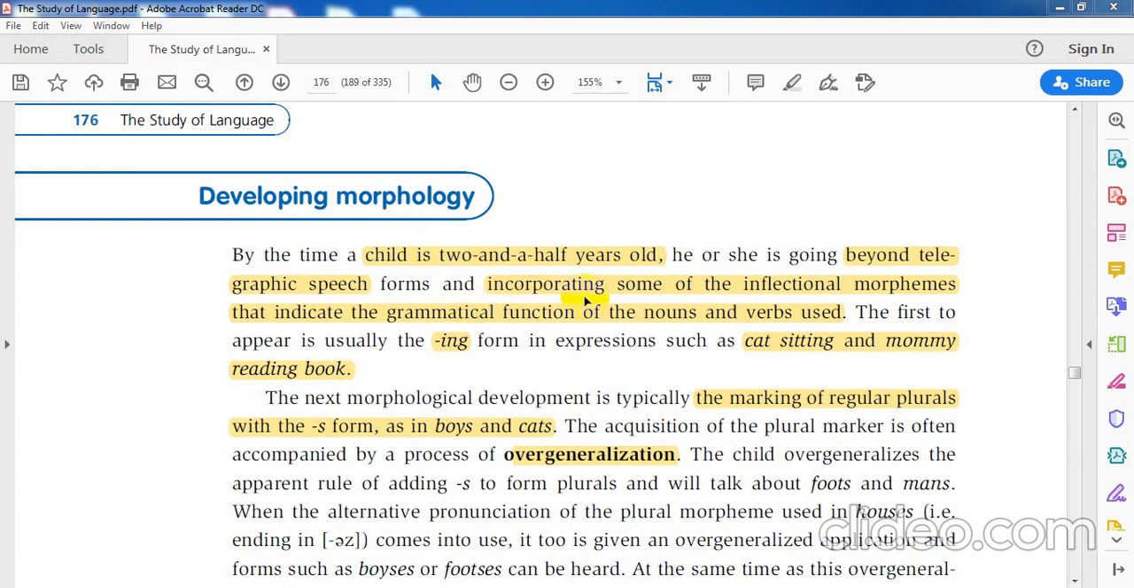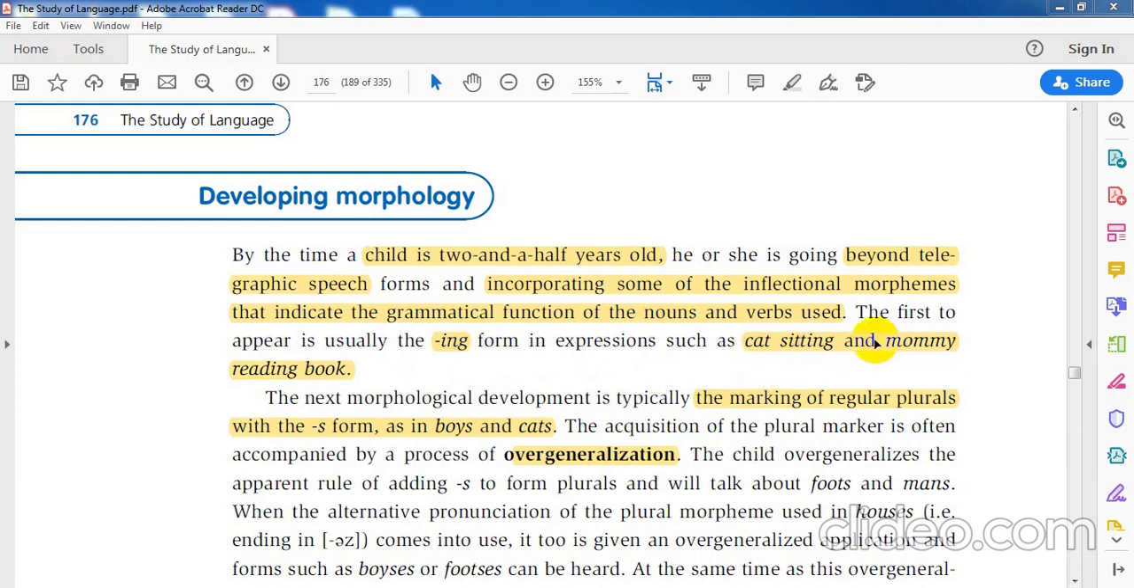incorporate some inflectional morphemes, which is about the utilization of grammar or some grammatical functions, the additions or inflections that can be used with nouns and verbs as well. To start with, here we have the first and early stage in developing the morphology. We have the -ing addition.